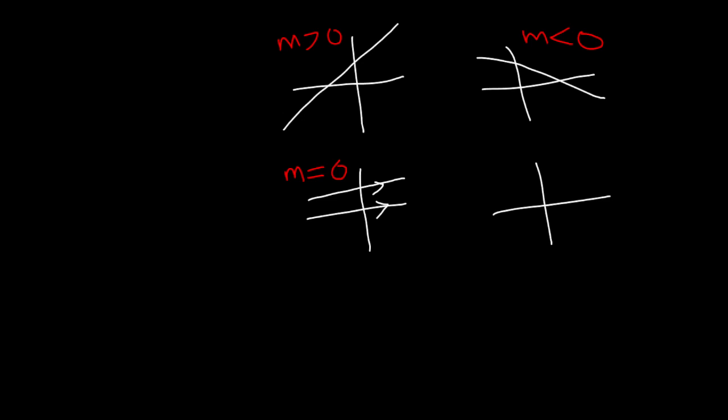What about if the slope or the gradient is vertical, meaning parallel to the y-axis? What happens to the gradient? The gradient is undefined. So these are certain things that you need to take into consideration when drawing these graphs.